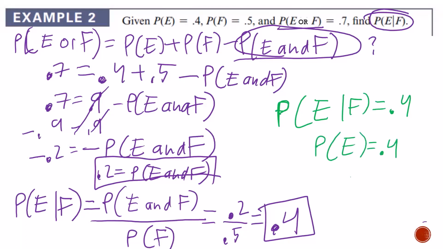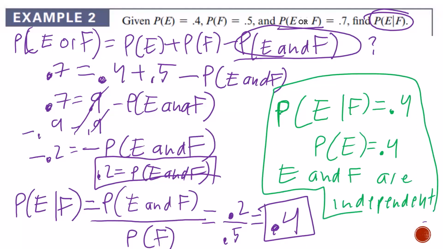Something else important: notice the probability of E given F is the same as the probability of E in general. So what can we say about E and F? That was not a question here, but you could conclude that, because event F's occurrence did not make the event E's occurrence more or less likely. So they must be independent.